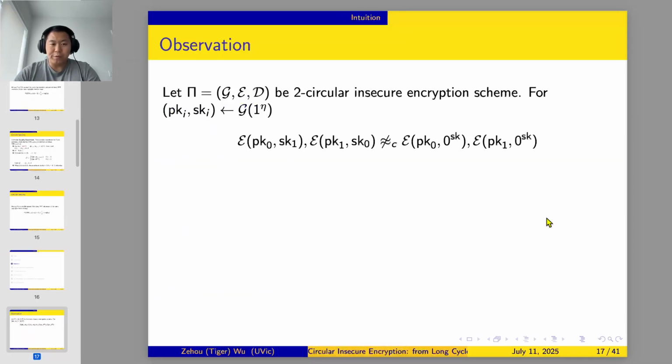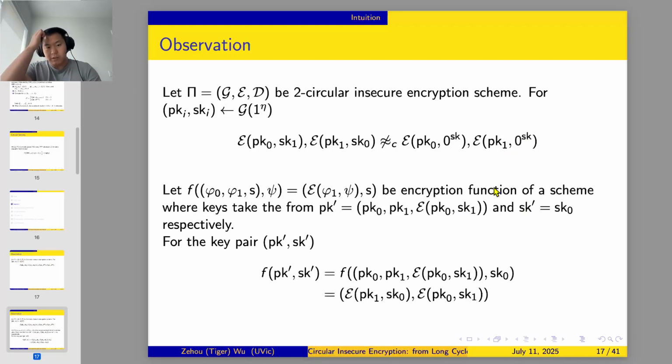So the intuition for our result is that first we can observe an encryption scheme pi that is two circular insecure. This means that given a length 2 encryption cycle, as we can see on the left hand side, SK1 encrypted under PK0, SK0 encrypted under PK1, this is distinguishable from an encryption of zeros, which is a zero string encrypted under PK0 and a zero string encrypted under PK1.